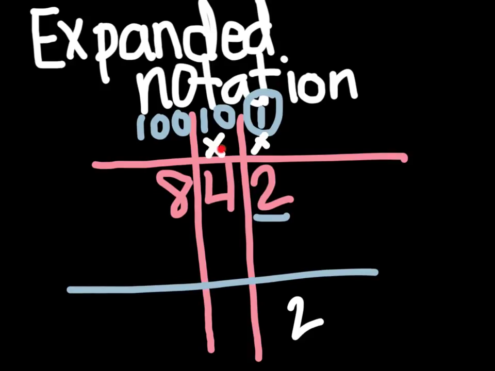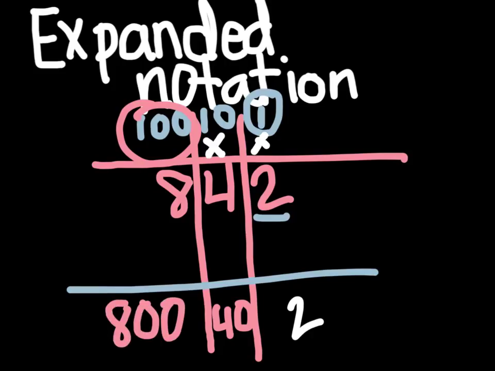So here we have our 4 and our 1, and then we just add that 0. Piece of cake. And then finally, we have our 100 and our 8. Again, we bring down the 8 and add 2 zeros. So when I stretch my number apart to expand it, I'm really saying 800 plus 40 plus 2.